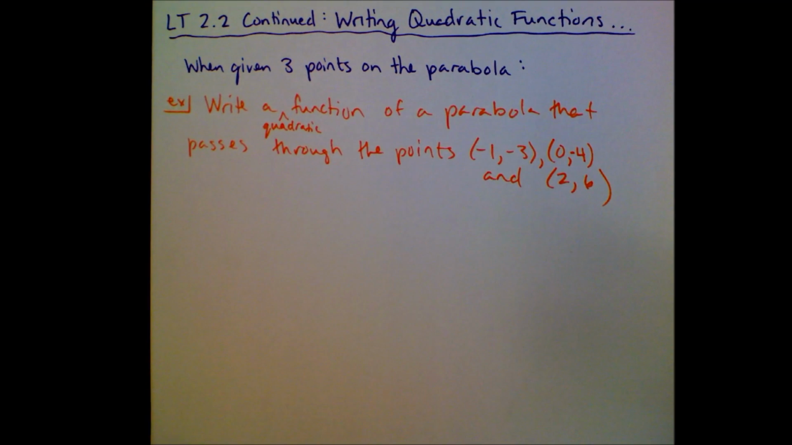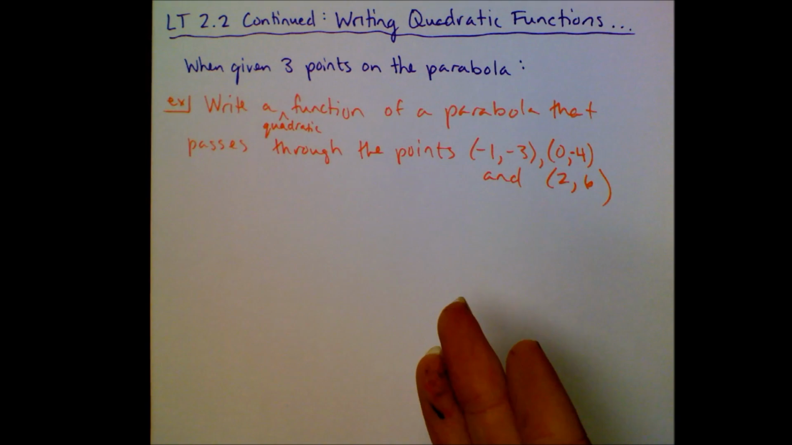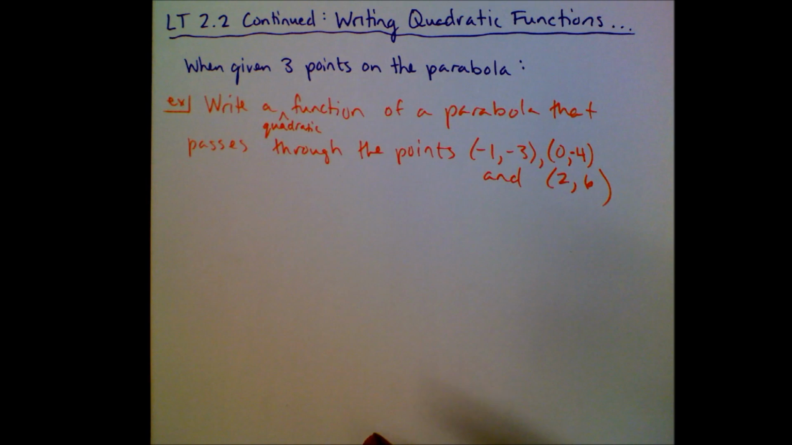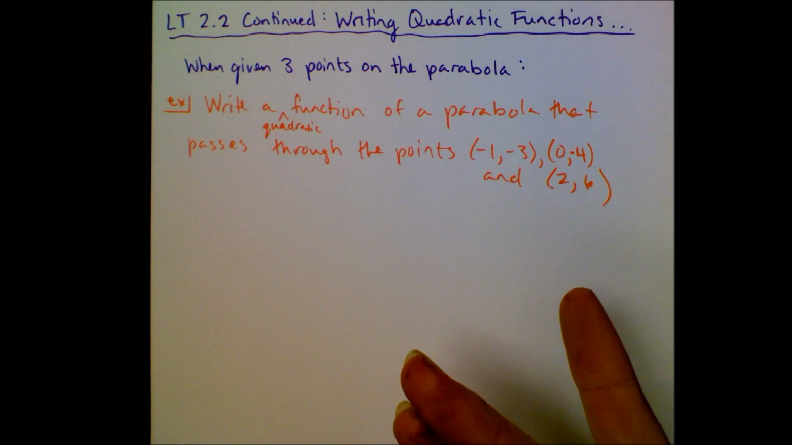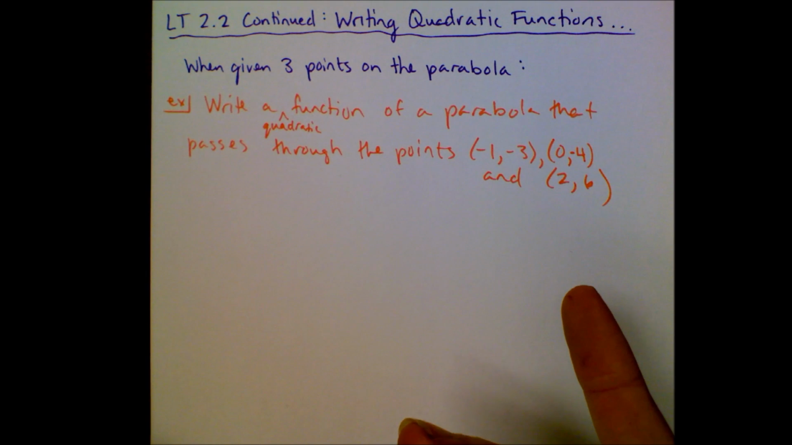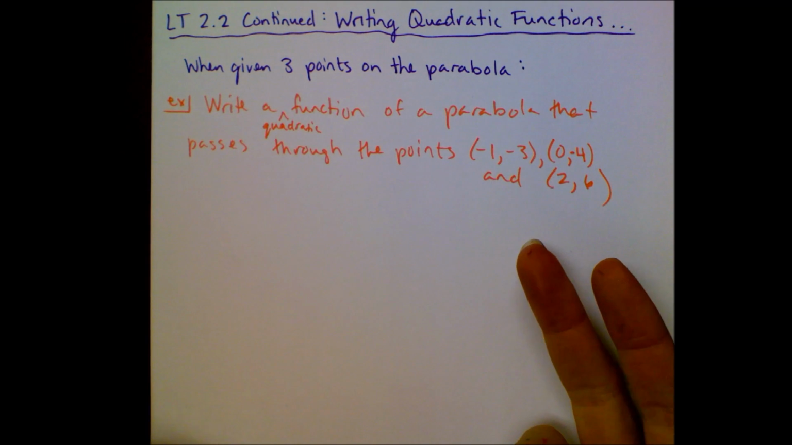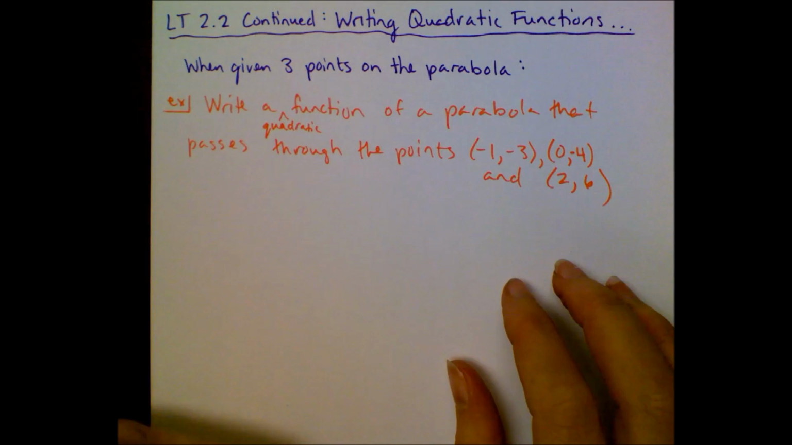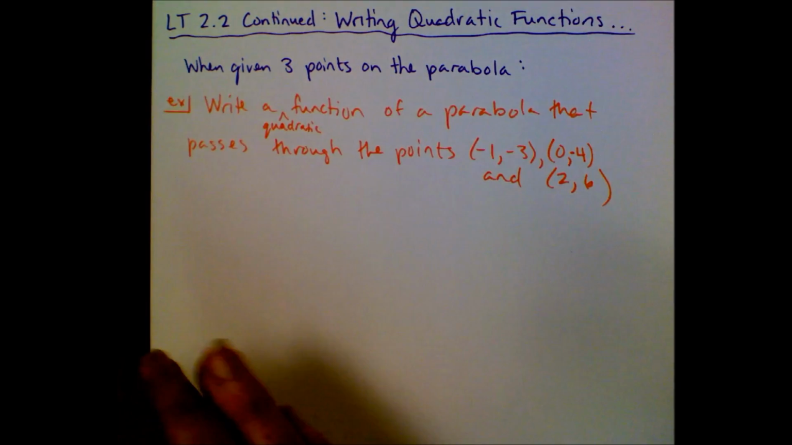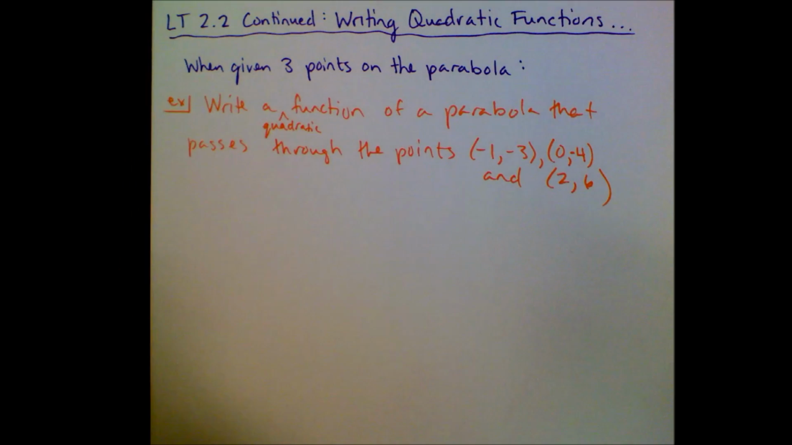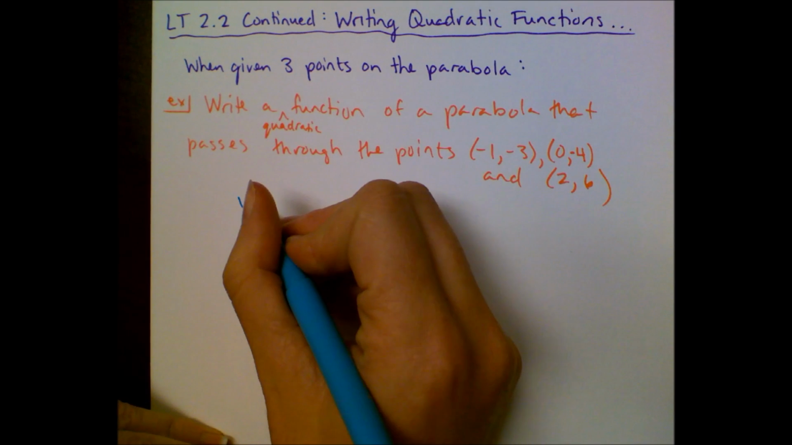Usually when you want to write the equation of a parabola, think of your options. You've got vertex form, intercept form, and standard form. Well, in the vertex form, I would need the vertex. I don't have it. In intercept form, I would need the intercepts. I don't have them. So what I'm left with is standard form. So that's what you're going to start with here: you're going to use standard form.